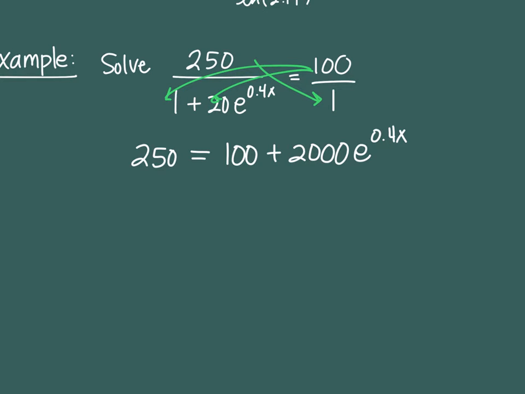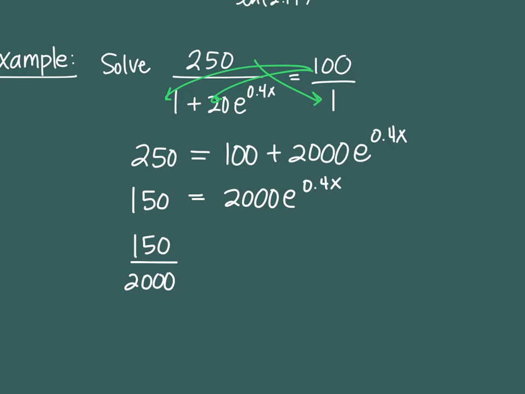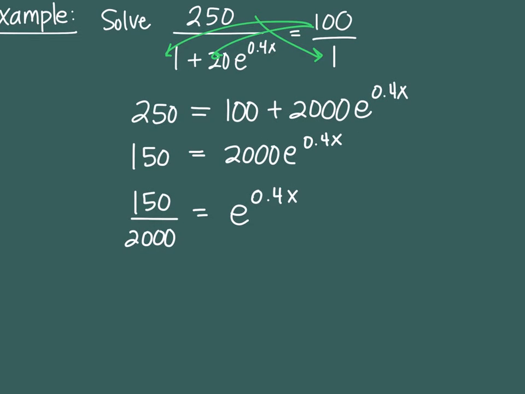Okay, Perry, what do I do to both sides next? Subtract 100. That gives me 150 equals 2,000 e to the 0.4x. Okay, Daniel Bradford, what do I do next? Divide by 2,000. So 150 divided by 2,000 gets rid of that, and I have e to the 0.4x. 150 and 2,000 is reducible to 3 over 40.